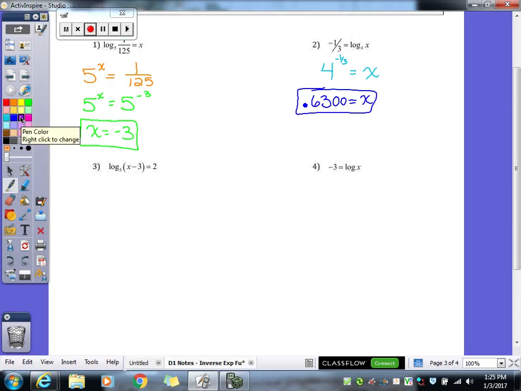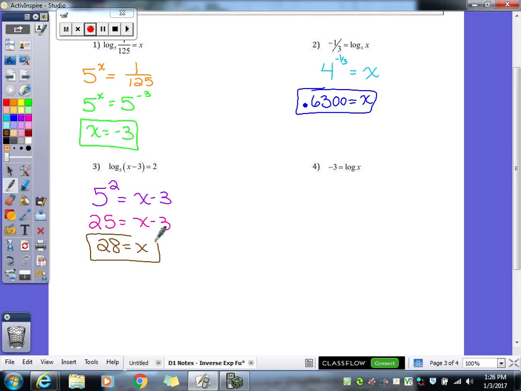All right, number 3, again, our base is what? 5. Our exponent is 2. And it's going to equal x minus 3. So we'll figure out what is 5 squared. 25. And then what do we do with our 3? We want to add our 3 over so that x is on its own. So we get 28 equals x. So it's not always going to be a change of base. Sometimes you just got to figure out your exponents.